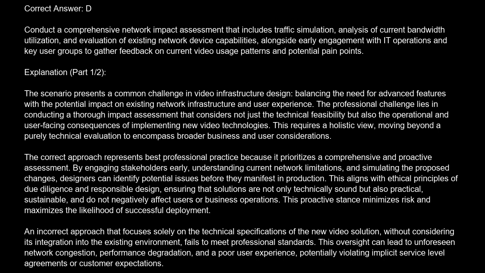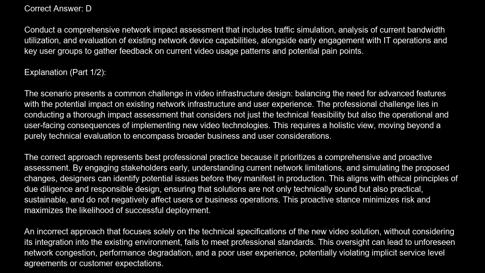By engaging stakeholders early, understanding current network limitations, and simulating the proposed changes, designers can identify potential issues before they manifest in production. This aligns with ethical principles of due diligence and responsible design, ensuring that solutions are not only technically sound, but also practical, sustainable, and do not negatively affect users or business operations. This proactive stance minimizes risk and maximizes the likelihood of successful deployment.